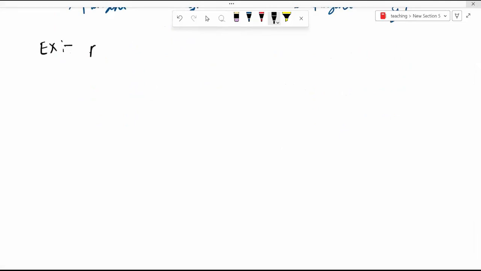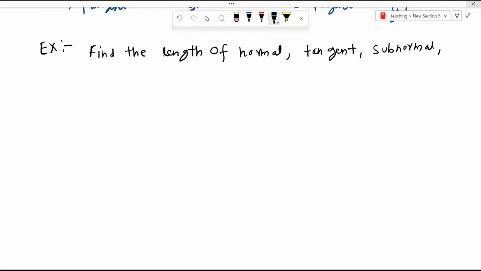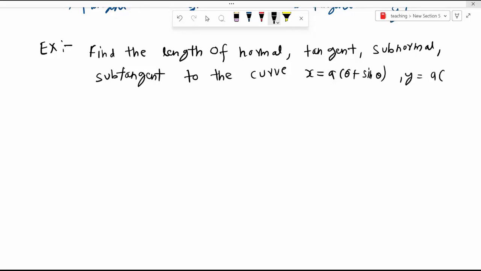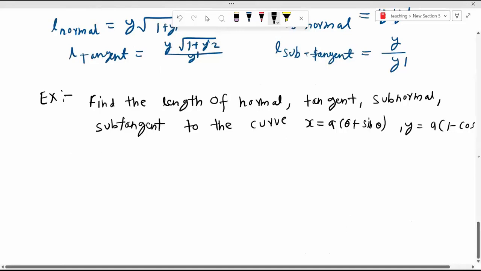Example: find the length of normal, tangent, subnormal, subtangent to the curve x = a(theta + sin theta), y = a(1 - cos theta) at theta = pi by 2. Solution. First we need to find the value of x and y and dy by dx.